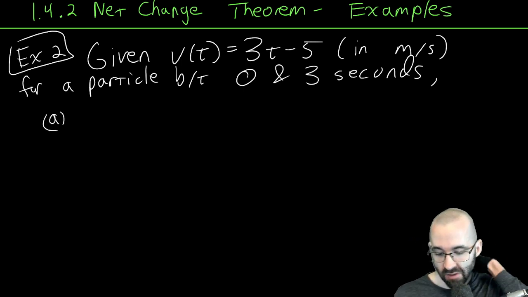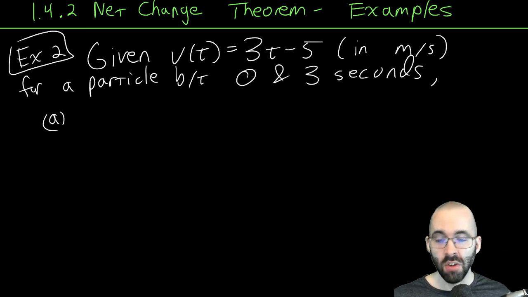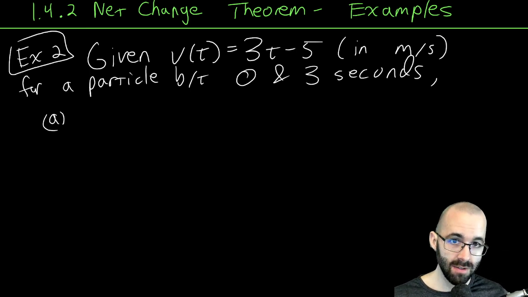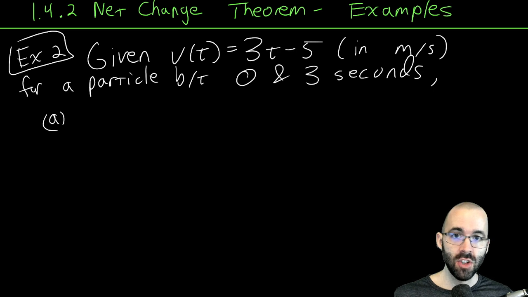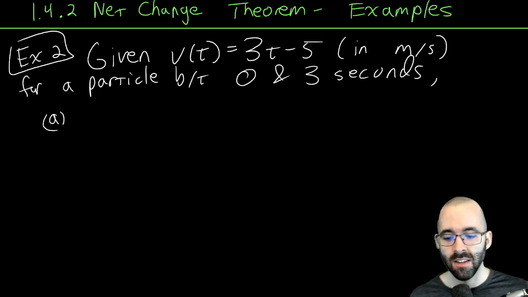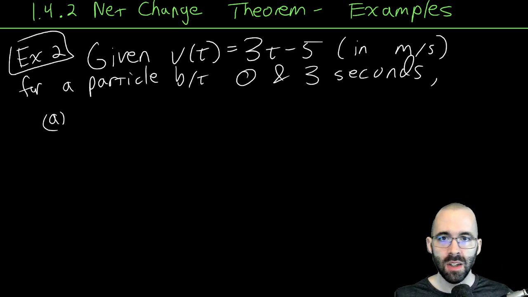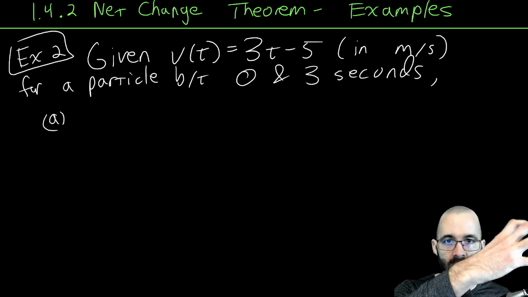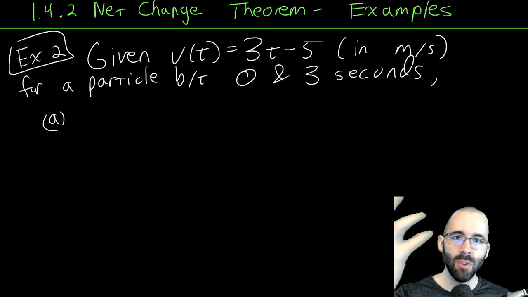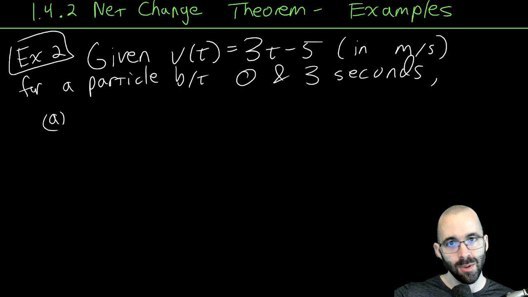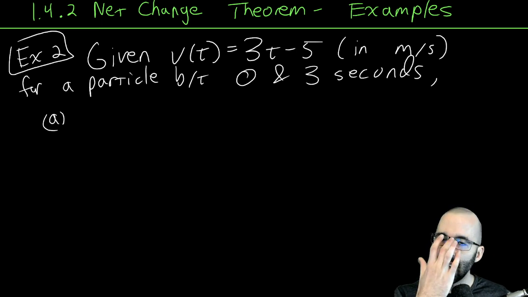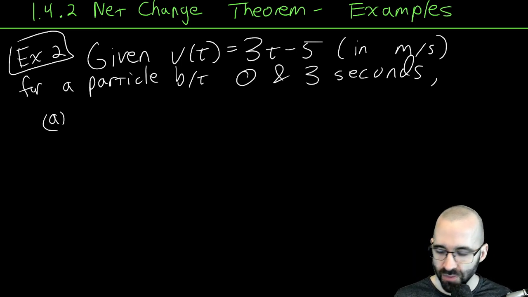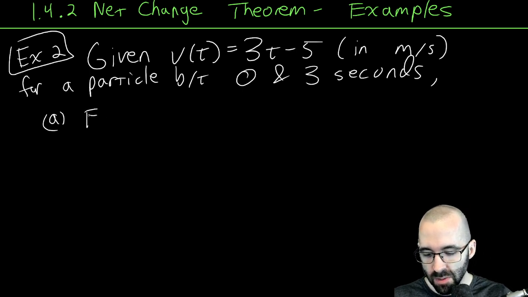So we know the velocity function. We know velocity is the rate of change of position, and we know acceleration is the rate of change of velocity. So we have that relationship between position, velocity, and acceleration with derivatives, which means, of course, that we have the backwards relationship between those three quantities in terms of integrals. So in part A, find the net displacement.